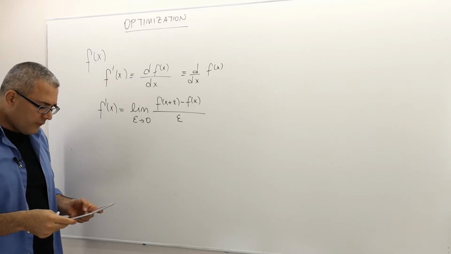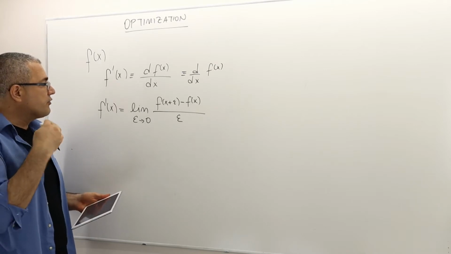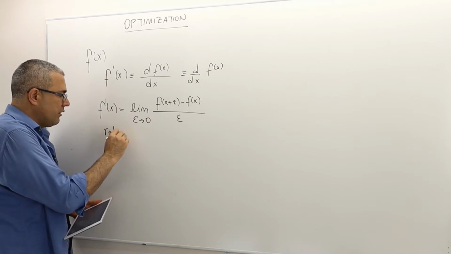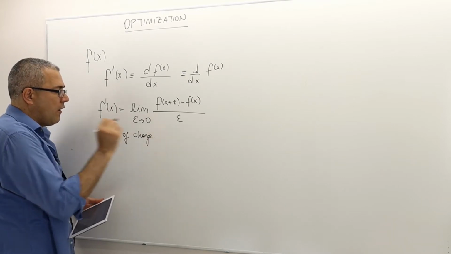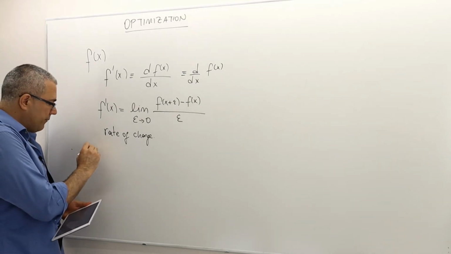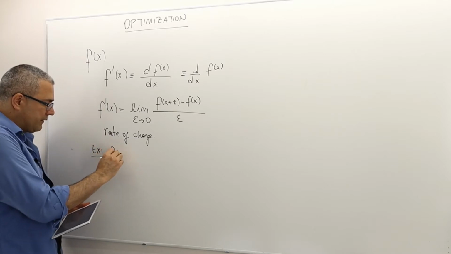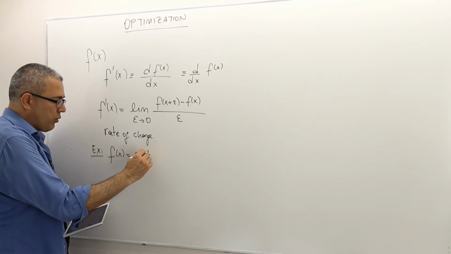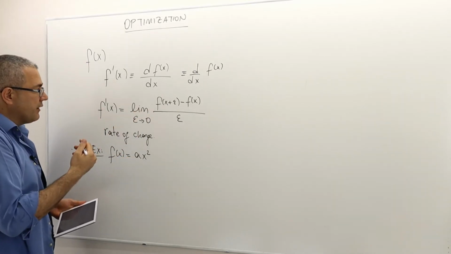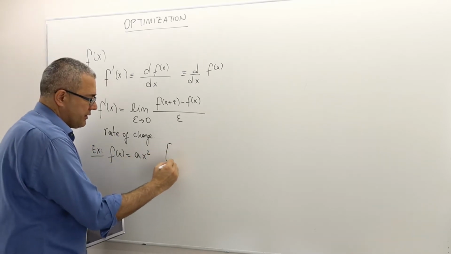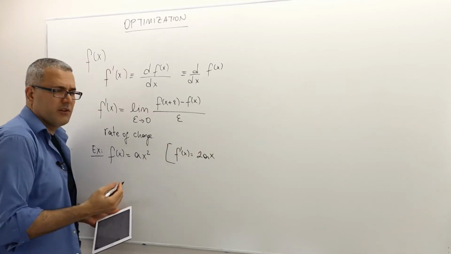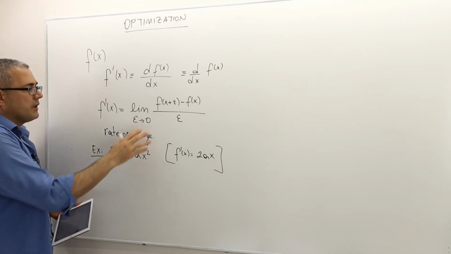Therefore, the derivative of a function is basically the rate of change of a function. All right, so some standard examples. Consider the following: f of x equals a x squared, where a is a constant. Just as a side note, the derivative f prime of x is basically 2 times a times x, right? Everybody knows that, but let's apply the definition.